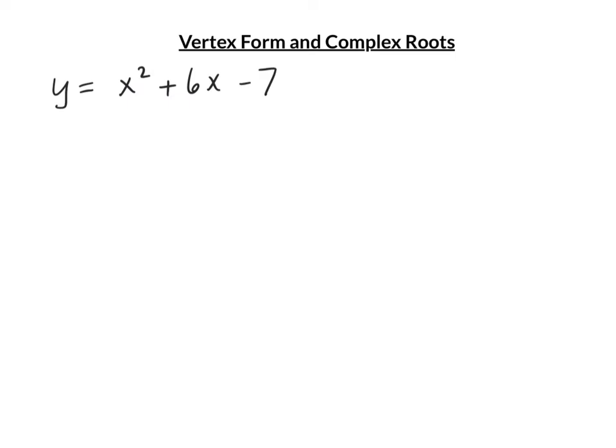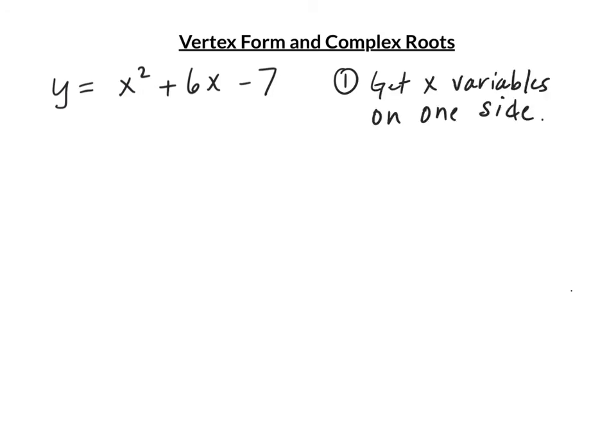So the question you might have is, how do we put an equation in vertex form? Remember how we completed the square on the last assignment? That's what you do here. You complete the square. It looks a little bit different though because you have a y instead of a number. But just like when you complete the square, the first step is get the x variables on one side and that number on the other.